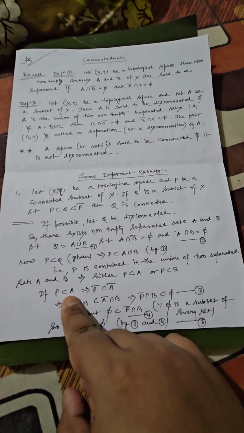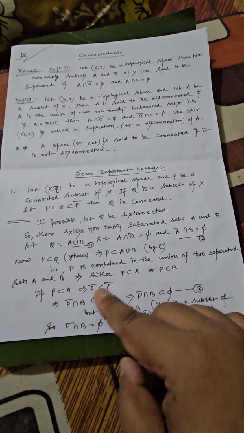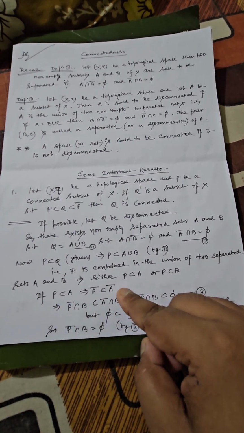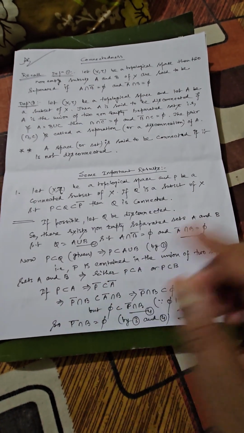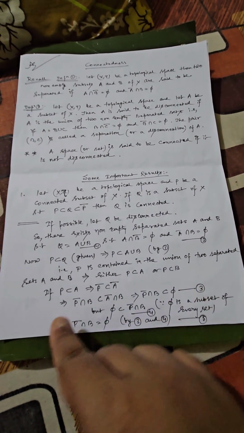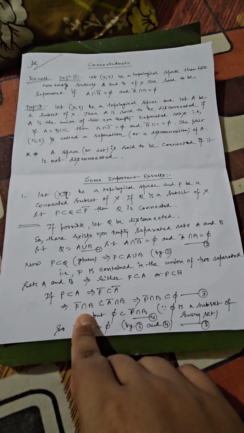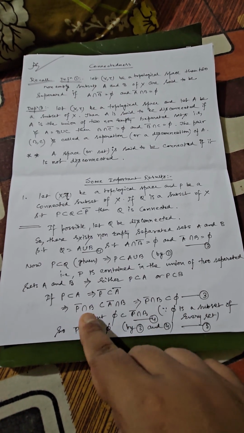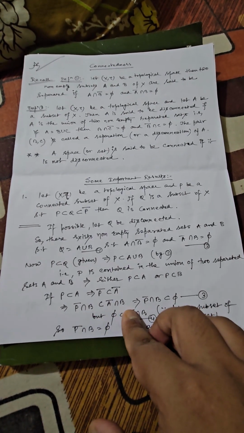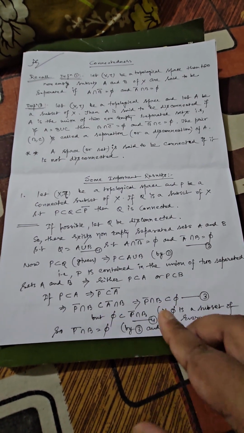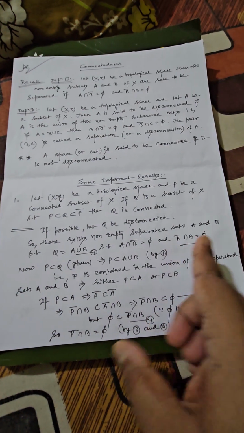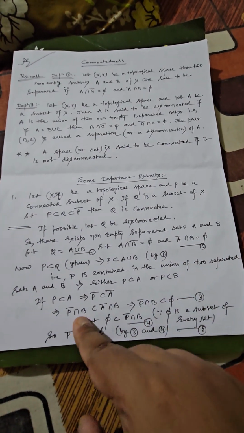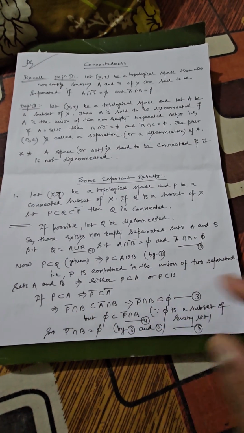So if P is a subset of A, then technically you can say closure of P must be a subset of closure of A, because we also know that in terms of closure it will maintain the same criteria. So let us take intersection with B on either side. So P bar intersection B should be a subset of what? A bar intersection B, and hence, because A bar intersection B from equation 2 is equal to phi, technically you can say P bar intersection B is a subset of phi.